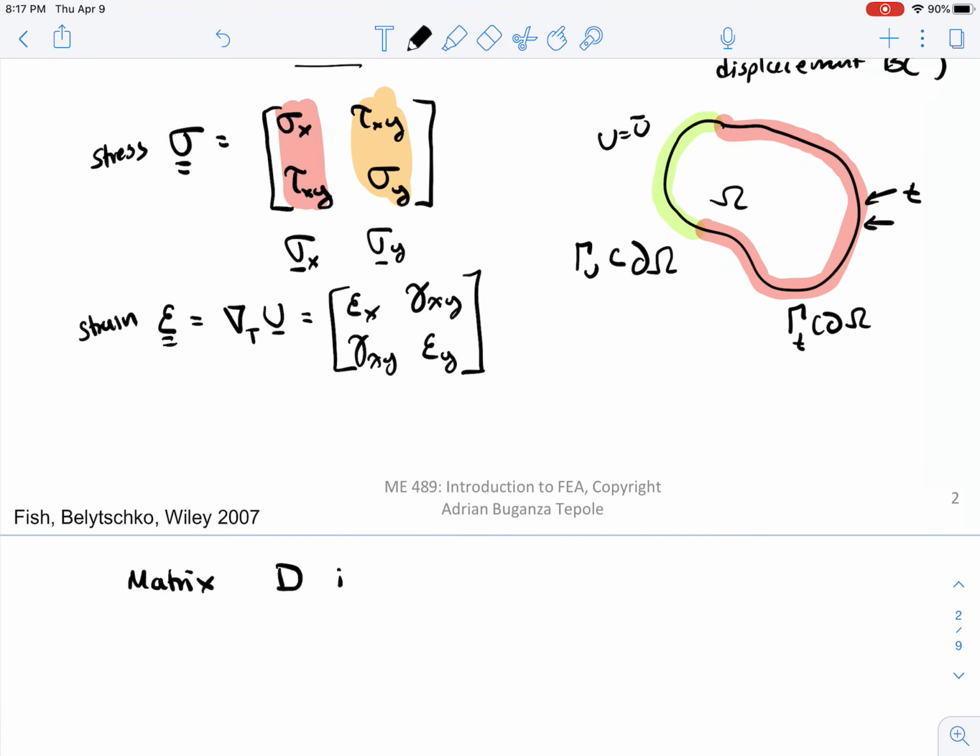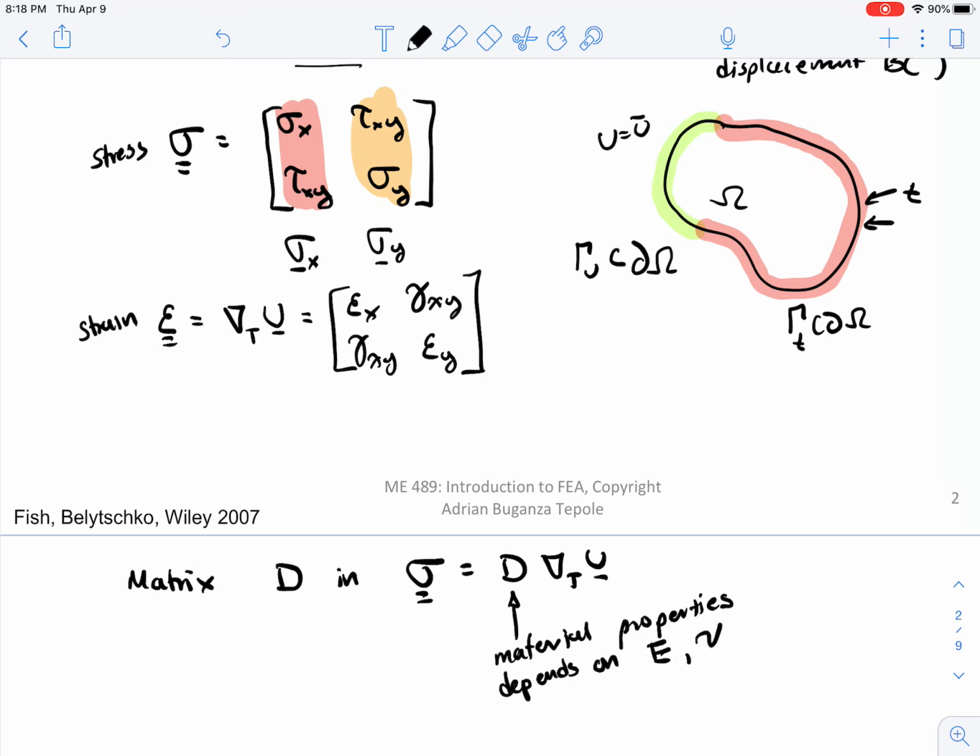So the matrix D in sigma equals D gradient U. This one is basically the material properties. We're going to define it later on. The only thing that you should know is that it depends on the parameters that define the material.